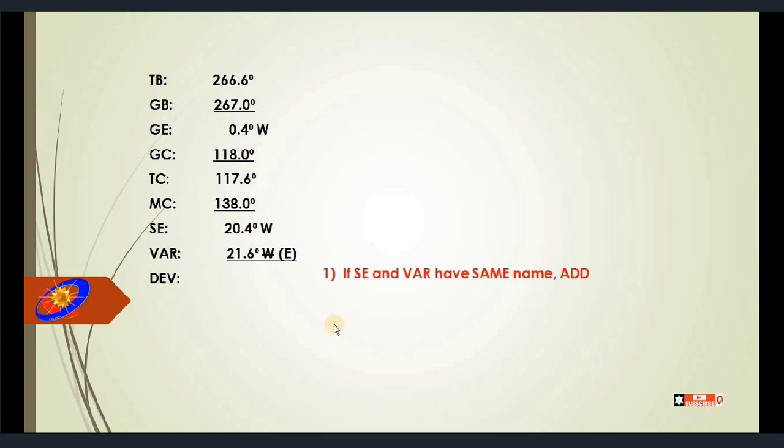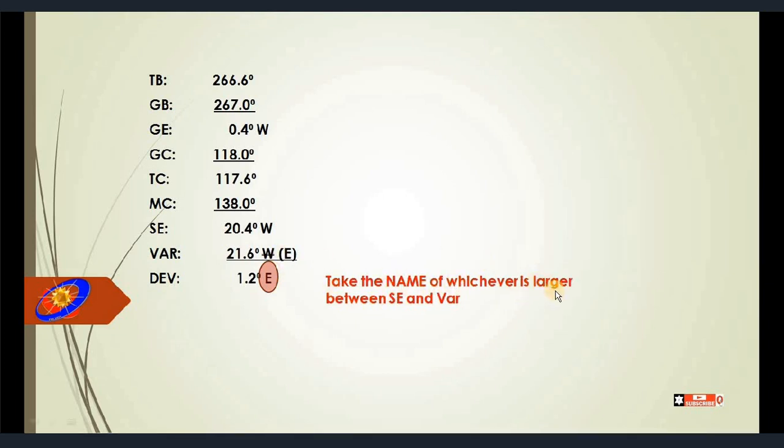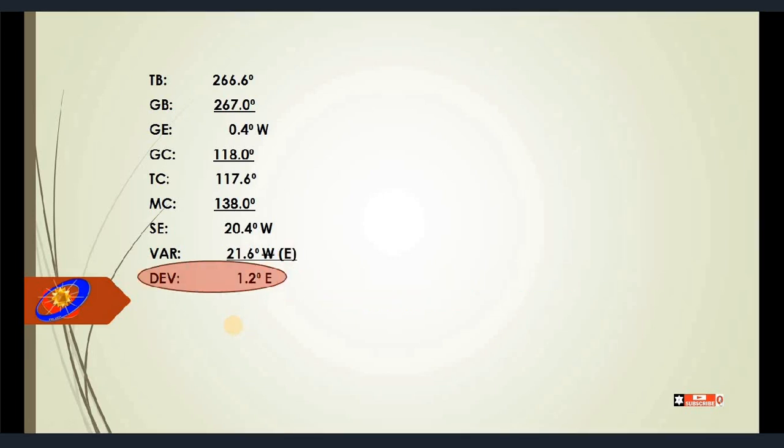So here we have rules again. Number one rule, if standard error and variation have the same name, then we add. Number two rule, if standard error and variation have different names, which we have right now, we subtract. Our new name here is east, and our standard error is west, so they are different names, so we subtract. And we get 1.2 degrees east. And why east? We just take the name of whichever is larger between the standard error and the variation. And that's it, guys, for the computation for the deviation error.